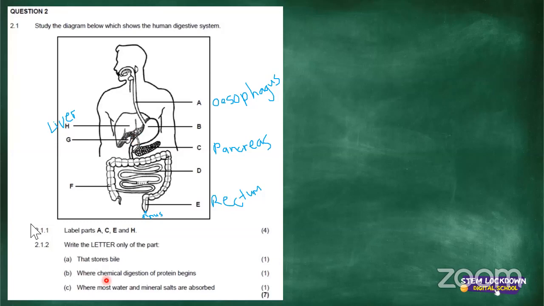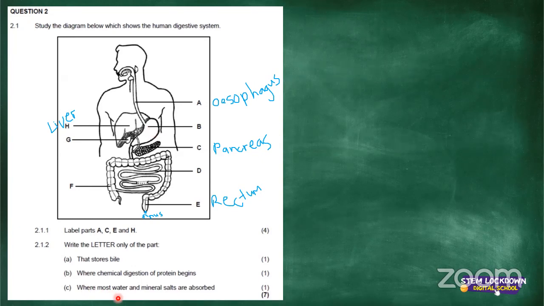And then question 2.1.2, where the chemical digestion of protein begins. So guys, remember we said that the bolus moves into the stomach, right? And the stomach releases certain enzymes. We mentioned HCl, which is released, the acidic medium. We mentioned pepsin and we mentioned mucus. And I said that the enzymes help in the breakdown of proteins into peptides, right? So the answer is B, where B is the stomach, guys. That is where the digestion of protein begins.